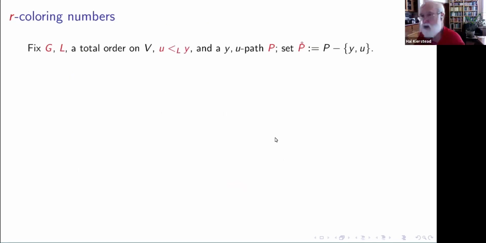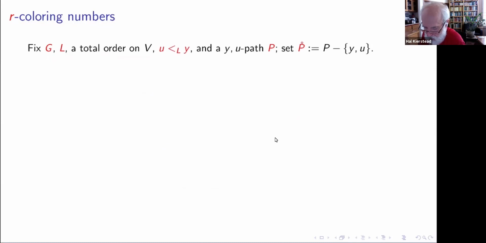Okay, so the prologue is over, and now I'm going to start doing some stuff that looks sort of off the wall and maybe just a curiosity. But okay, let me try it anyway. So I want to define the notion of r-coloring number. So what's the situation? We have a graph, we have a total ordering on the vertices of the graph.